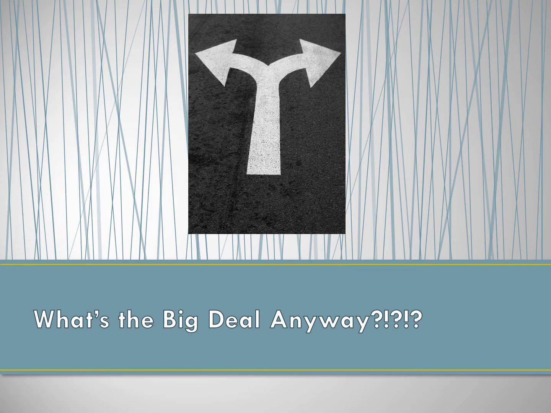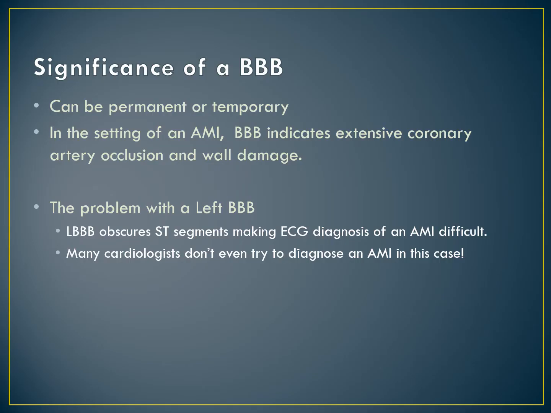So what's the big deal anyway? While a bundle branch block can be temporary, it is of major concern in those patients who are suffering from a myocardial infarction, because a bundle branch block indicates extensive coronary artery occlusion and myocardial wall damage. If the printout indicates a left bundle branch block, it is important to know that this will obscure the ST segment and make it difficult to diagnose an acute myocardial infarction in the field.